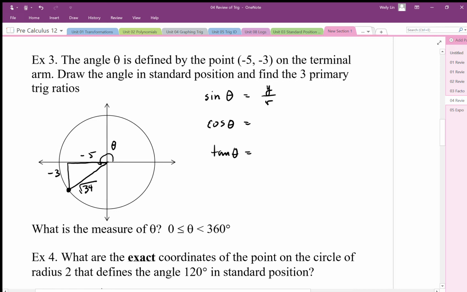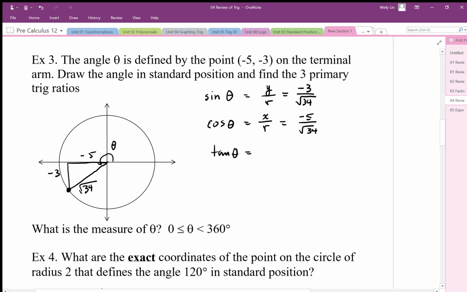This is how we're going to start defining it. It's going to be similar to opposite over hypotenuse, but we're going to say now the y position. So it's not 3, but -3, because we're now talking about y positioning, over square root 34. The cosine we're going to change from adjacent over hypotenuse to the x position. Again, the negative is important because we're now talking about positioning. The x position over the radius, so it's going to be -5 over square root 34.